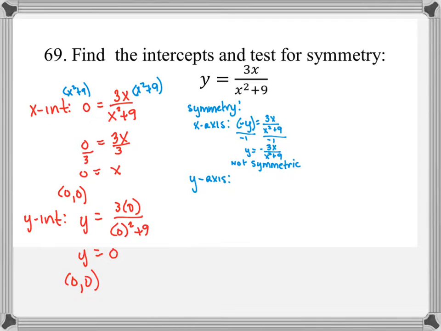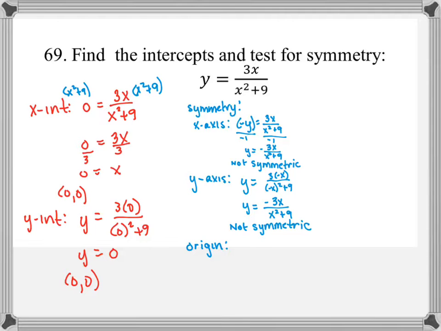Let's check y-axis symmetry. Let's substitute in the opposite of x for x in both places that we see x. So here it simplifies to y equals negative 3x over x squared plus 9, because the opposite of x squared was x squared. This again is not identical because of that negative, so it's not symmetric to the y-axis.